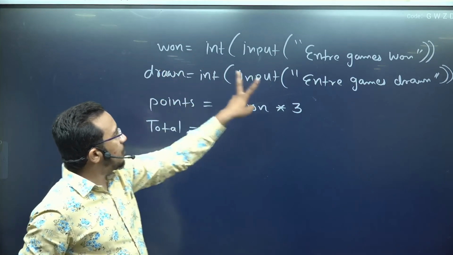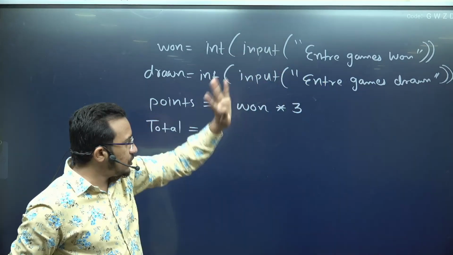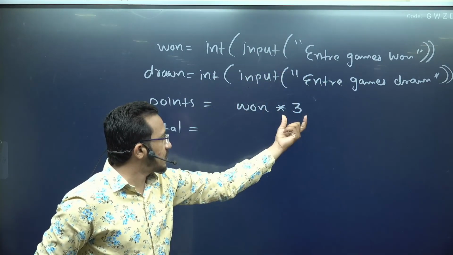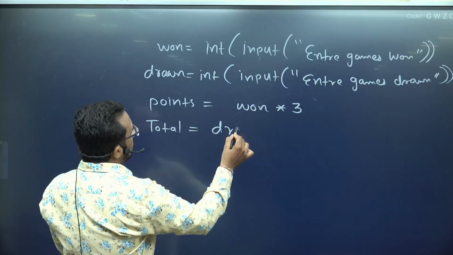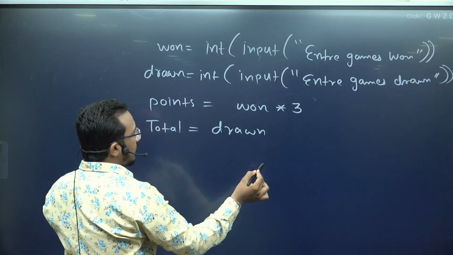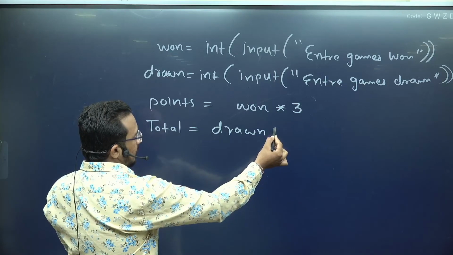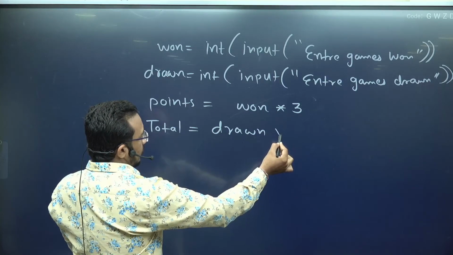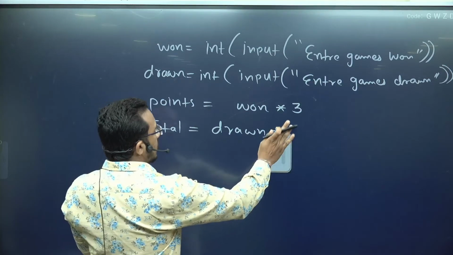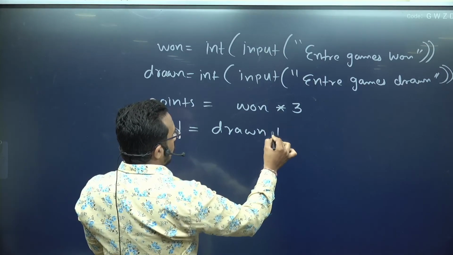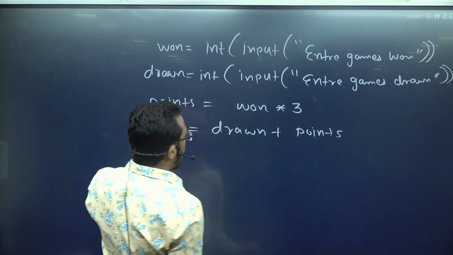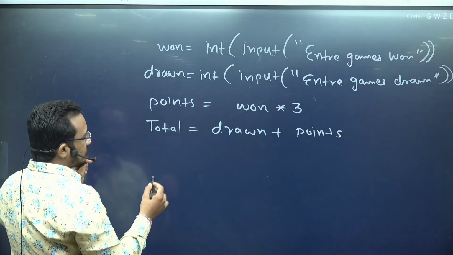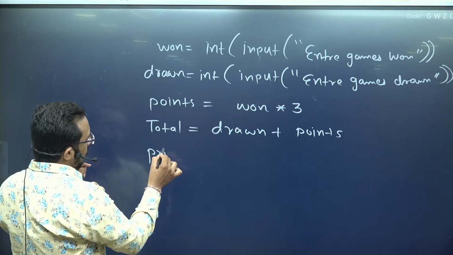And next is for drawn. So you are saying drawn plus points. Okay, drawn plus points. Very good. Then print.